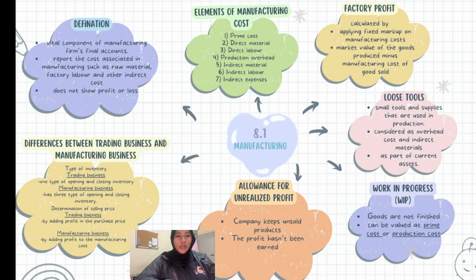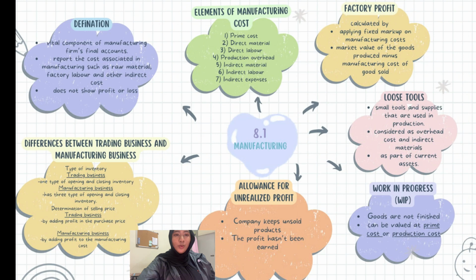Loose tools are not considered as fixed assets because they are not easy to track because of their low cost, and they are easy to break. So in the context of manufacturing, loose tools are an indirect material and also part of overhead costs in manufacturing. Loose tools also can be a part of current assets. This is because some businesses might keep loose tools as their inventory.